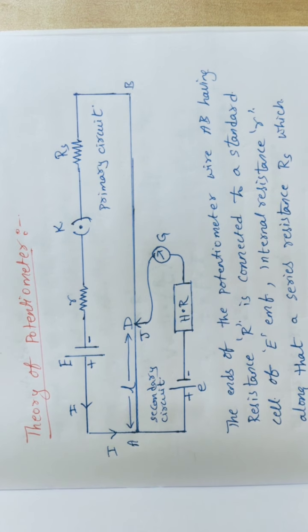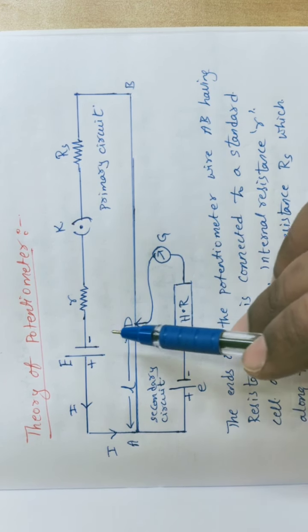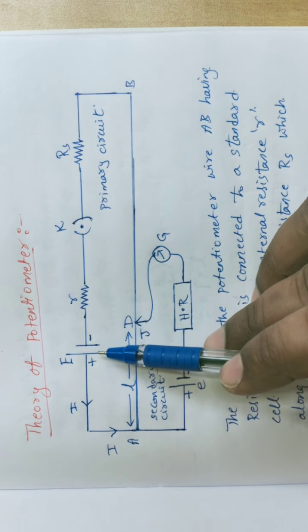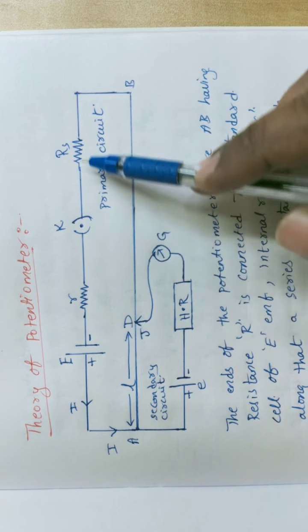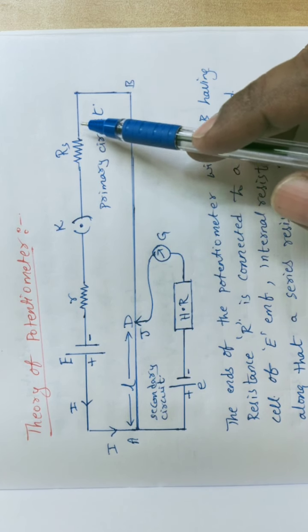Now students, we are going through the theory of potentiometer. The same diagram we are representing here in another form. In a potentiometer we have two circuits: one is taken as the primary circuit and the other is taken as the secondary circuit. In the primary circuit the battery having EMF is present, internal resistance is present, one plug key is present, and series resistance is also present.